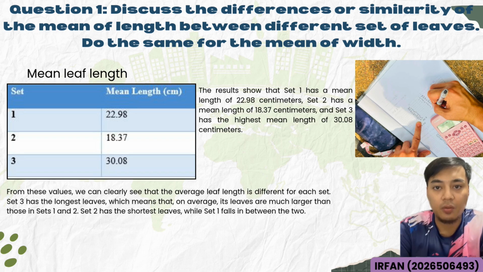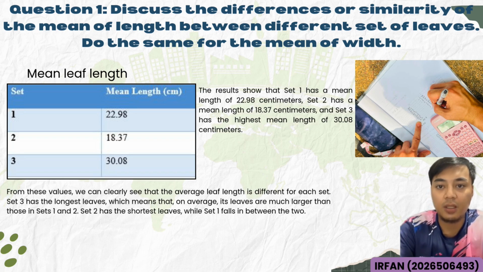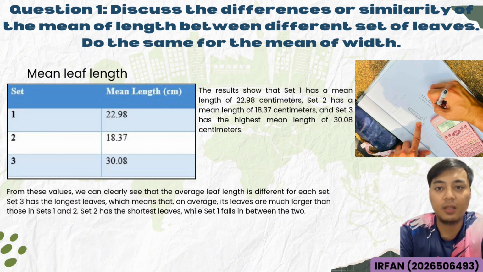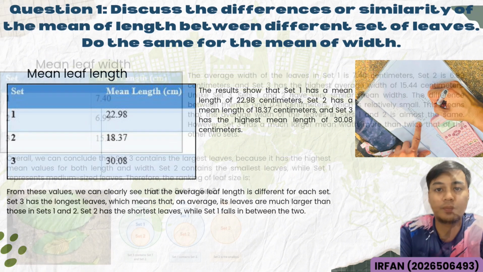From this value, we can clearly see that the average leaf length is different for each set. Set 3 has the longest leaf, which means that on average, its leaves are much larger than those in set 1 and set 2. Set 2 has the shortest leaf, while set 1 falls in between the two.